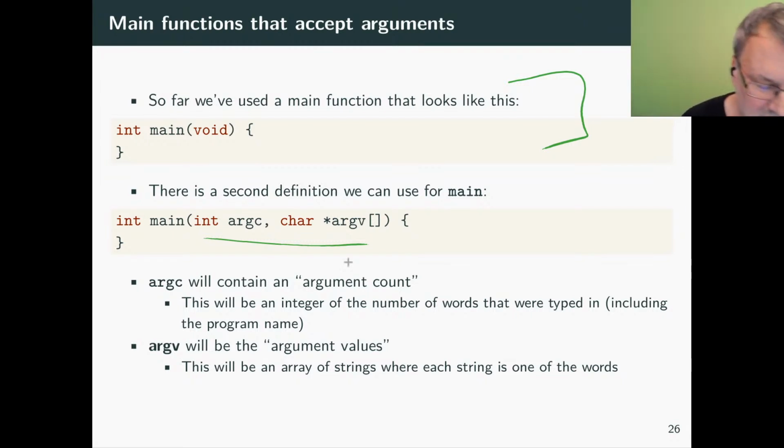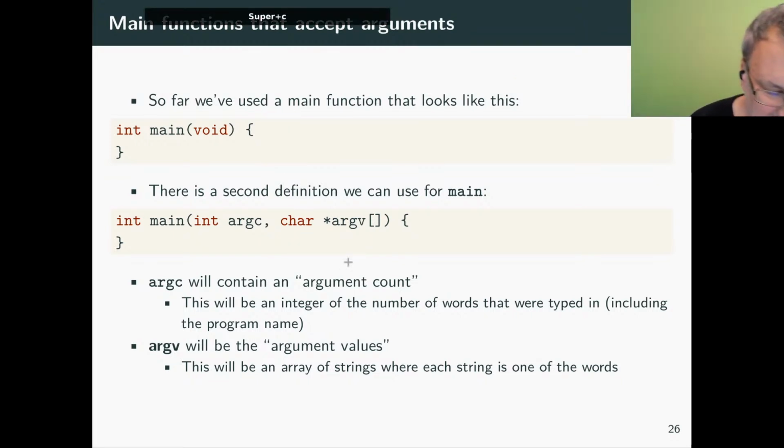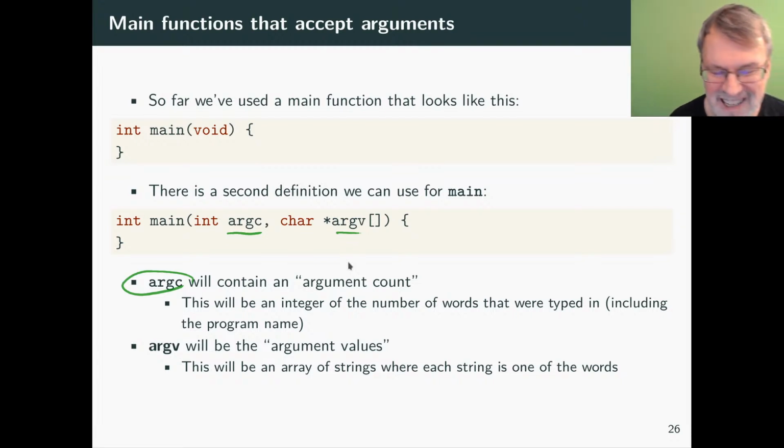So you can define main the way we've been doing all along. That's okay. But there's another way, which is this. You specify 2 inputs, I'd call them arguments. One is an int, argc. It's called argc because it's the argument count, the command line argument count, the number of words that were typed in.